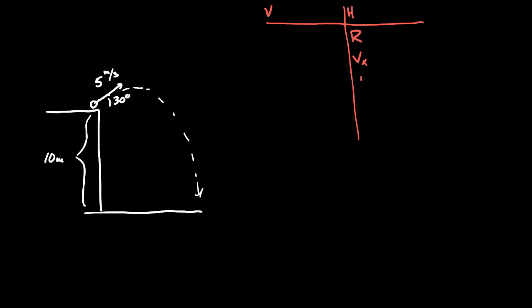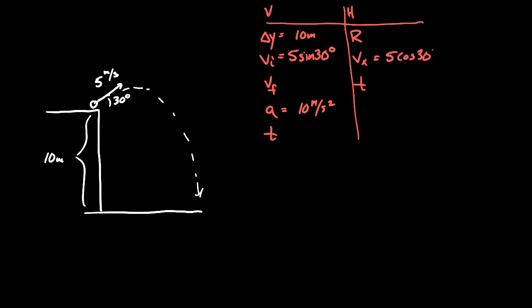We start looking at all the pieces again, and there are a lot of pieces. Delta y is going to be 10 meters. It lands on the ground, below where we started. The initial velocity, that's going to be 5 sine 30 degrees. The acceleration, 10 meters per second squared. The horizontal velocity, 5 cosine 30 degrees.